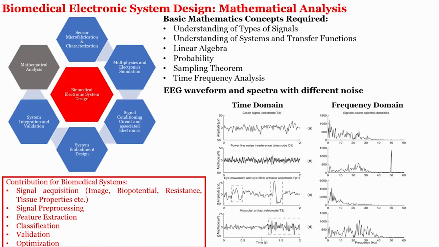Then we also understood the basic math concepts that are required to understand the time domain, frequency domain, and EEG signals, and how to process them. So, what do you require for that? We require understanding different types of signals, different types of transfer functions, linear algebra, probability, sampling theorem, and time frequency analysis. All these are covered, because this will finally result in a biomedical system, from signal acquisition to pre-processing, feature extraction, classification, validation, all the way to optimization.